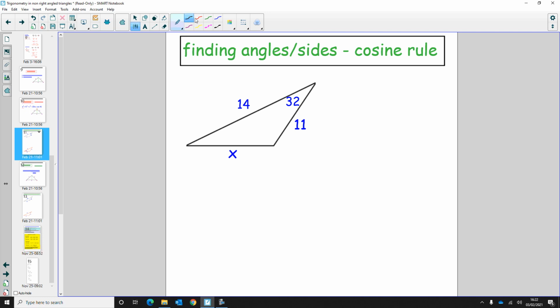So again, let me write out the formula for you. So we've got a squared equals b squared plus c squared minus 2bc cos a. Now in this one, what we're trying to do is find x. So x is going to be our a. So that's going to be x squared. Okay, now the b and the c are just going to be the other sides. It doesn't actually matter in this case which order we do them in. So it doesn't actually matter that they're not labelled.